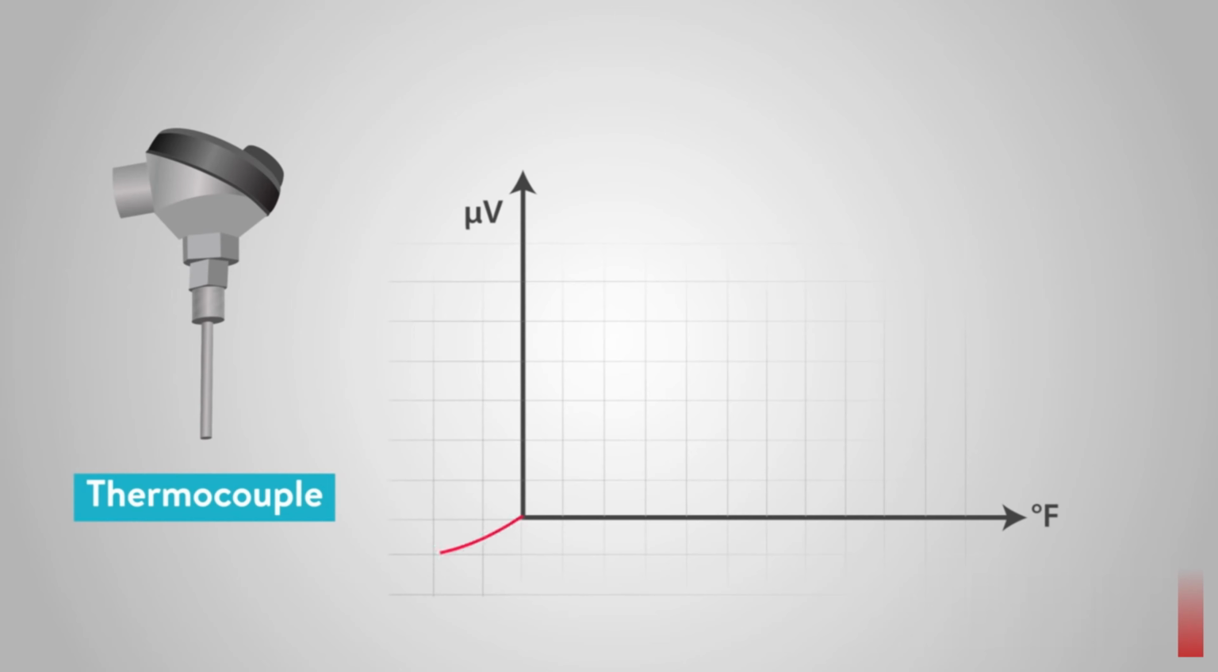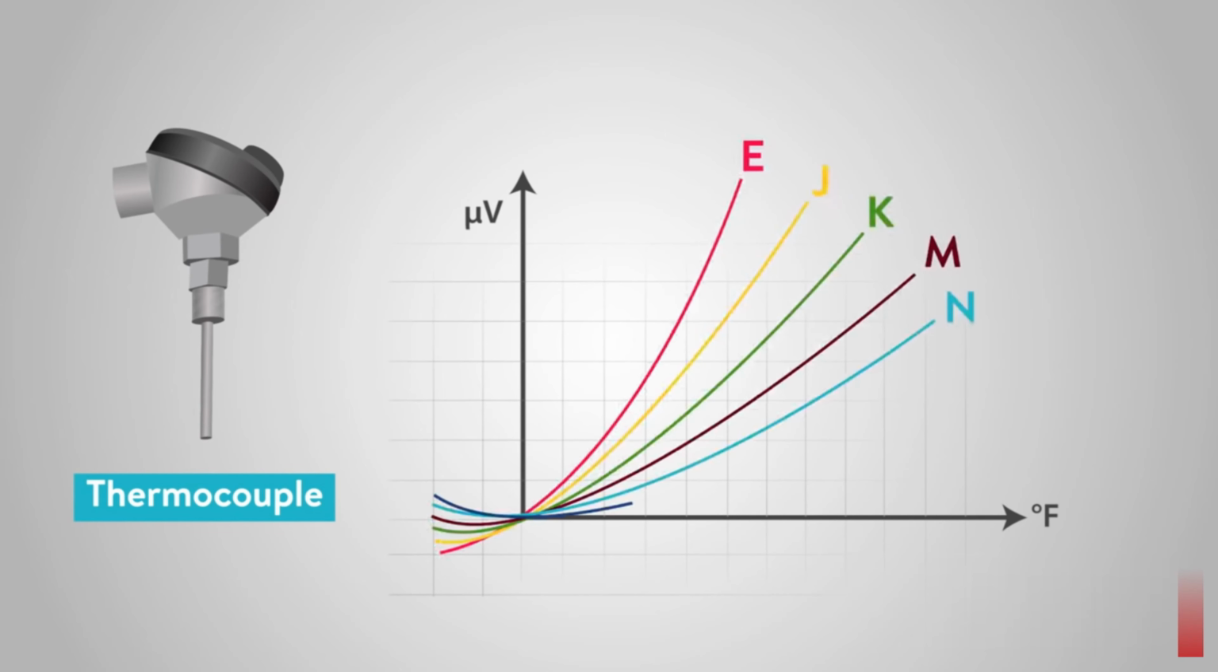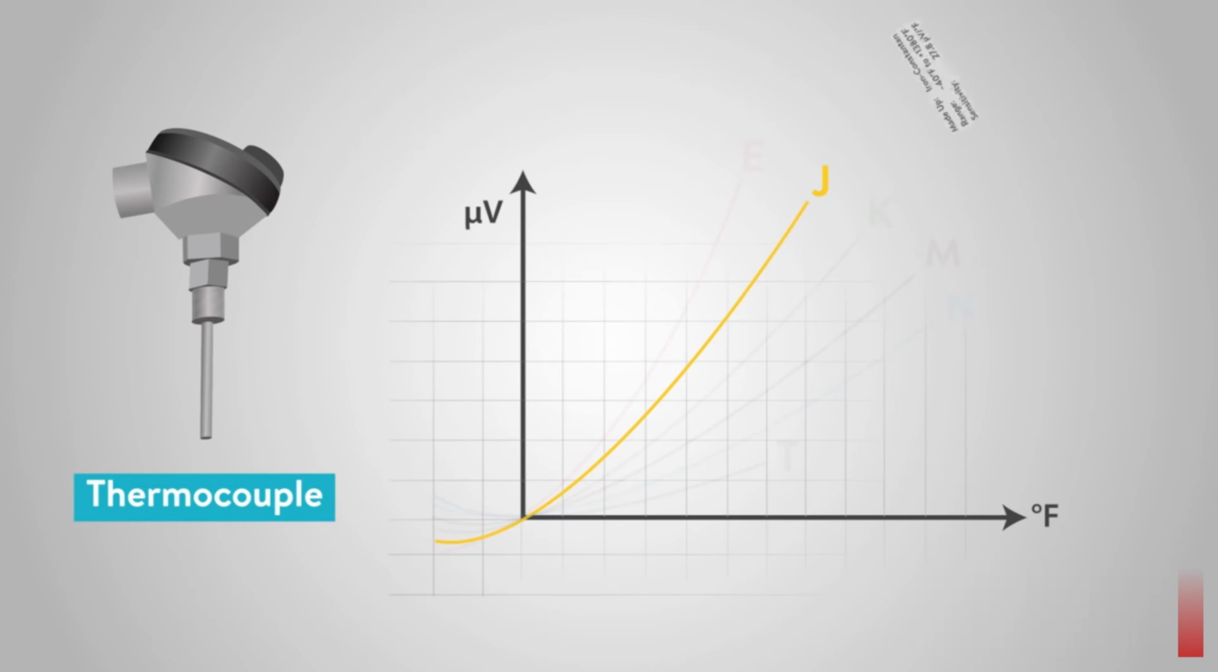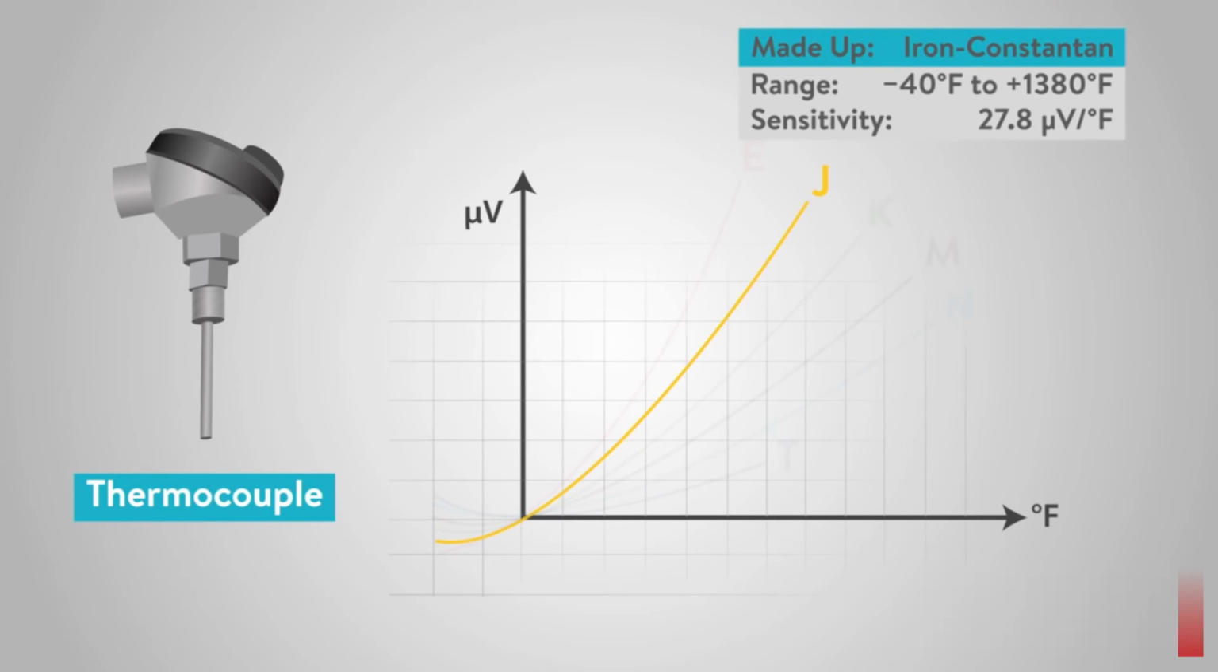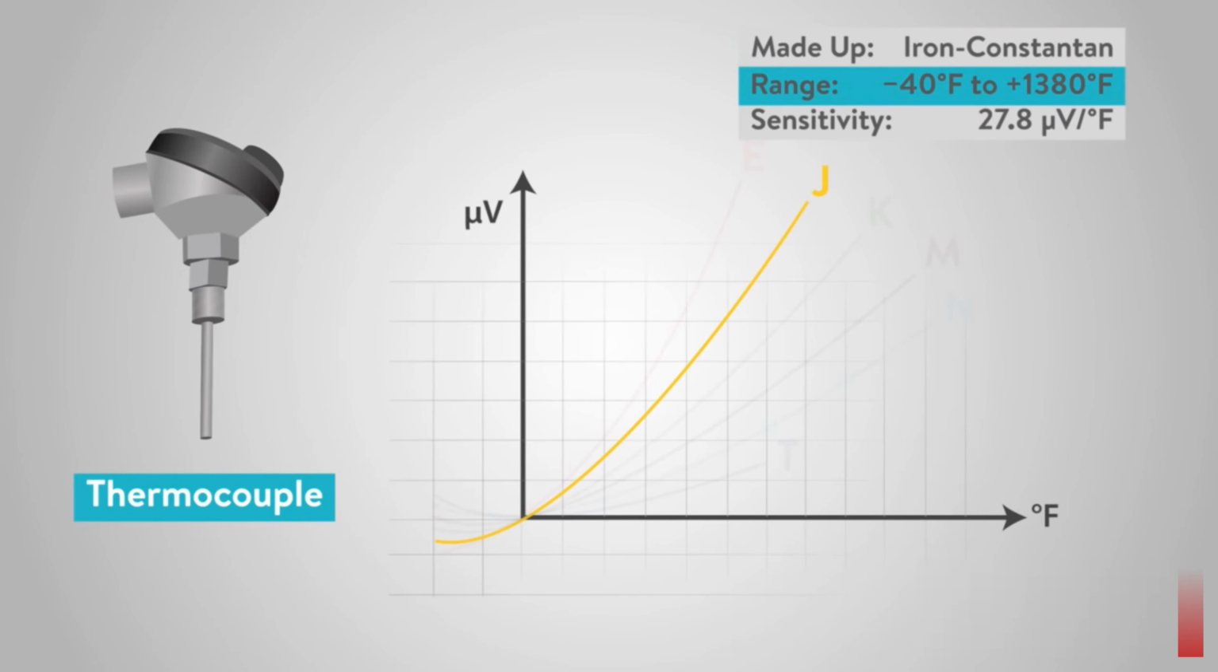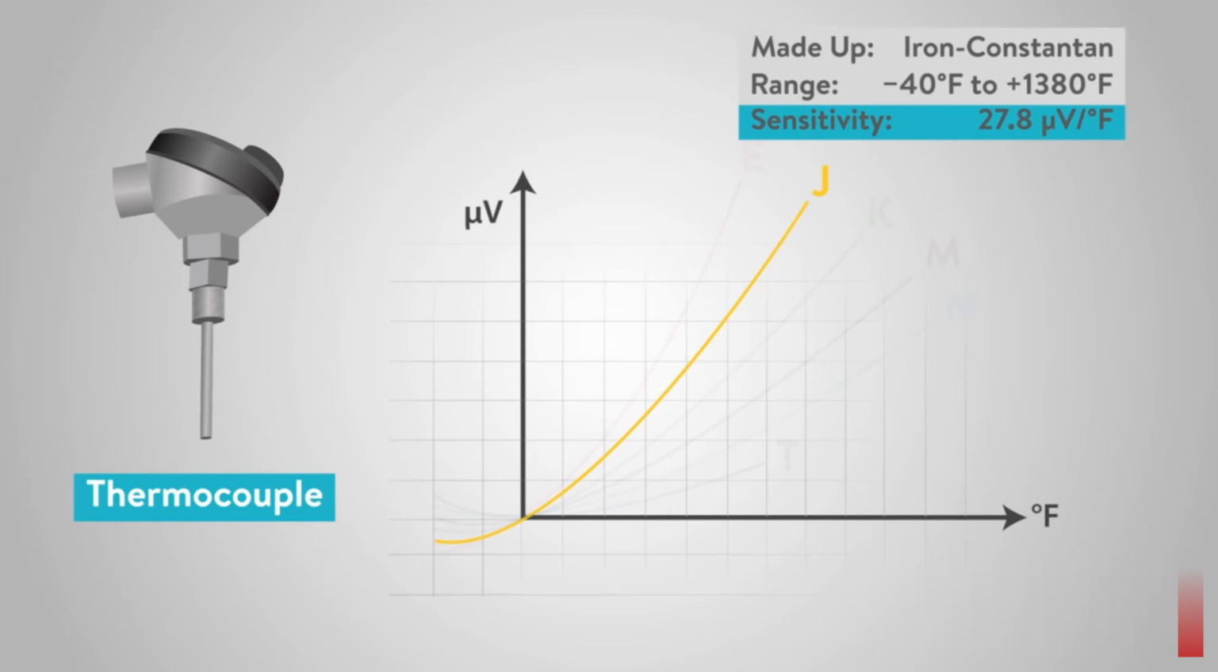For example, E, J, K, M, N, T, and so on. For instance, Type J is made up of iron constantan combination, with a range of -40 degrees Fahrenheit to positive 1,380 degrees Fahrenheit, and a sensitivity of about 27 microvolts per degree Fahrenheit.